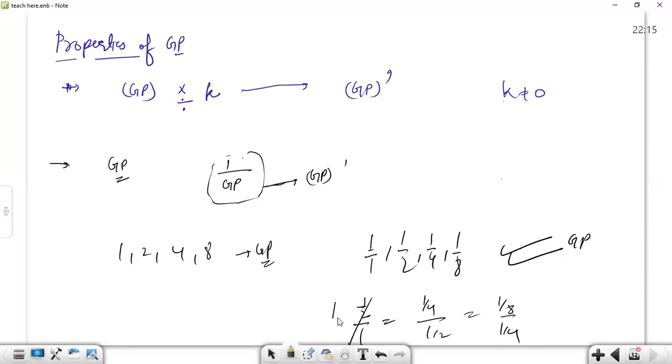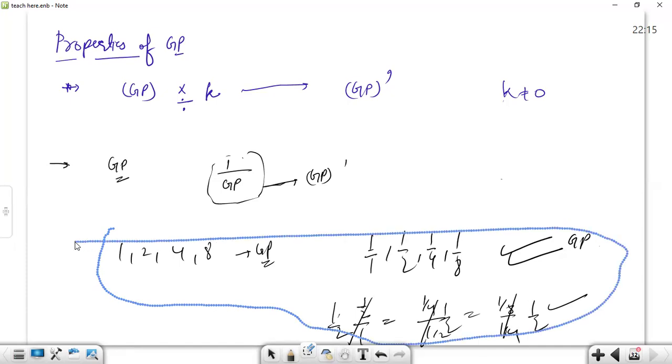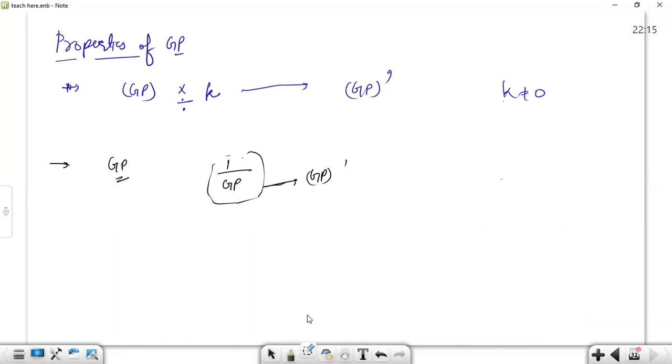Now this becomes 1 by 2. This becomes 2 by 4, which is 1 by 2. This becomes 4 by 8, which is 1 by 2. So yes, 1 by 2 is the common ratio here, and this sequence is also a GP. That's how this property holds true. Any doubts, anyone? No, sir. And I request the whole class to respond, okay? Keep on interacting.